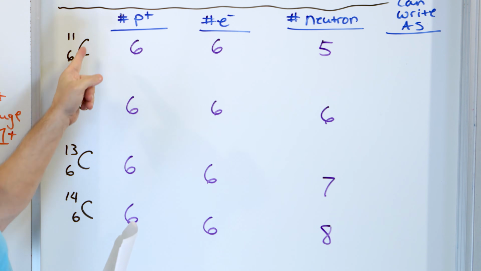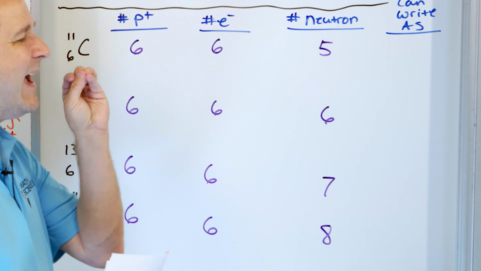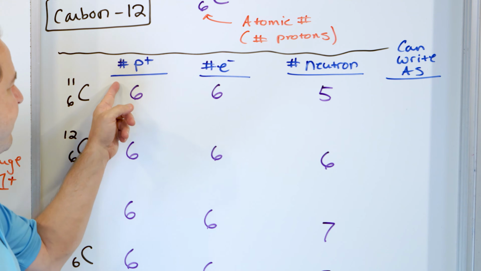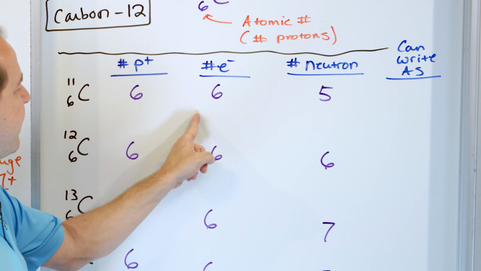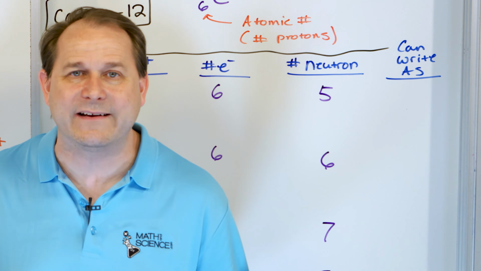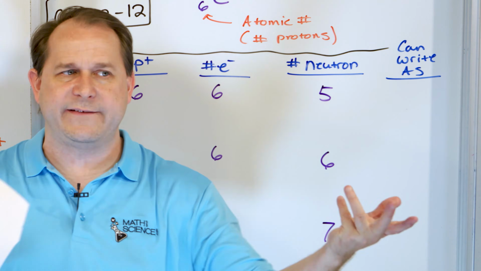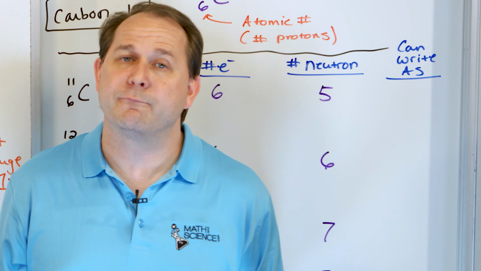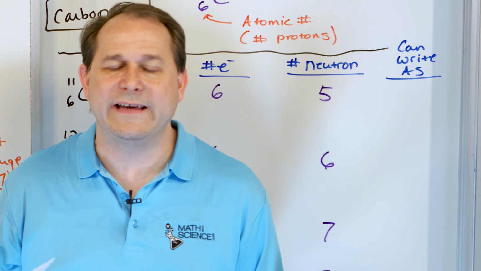What you should notice is that all of these carbons, these flavors, these isotopes of carbon, are exactly the same chemically, because they all have the same number of protons in the center and they all have the same number of electrons. That means that when all of these flavors of carbon react with anything else, they transfer electrons, they bond, they all behave the same because they have the same number of protons and electrons. So they all chemically react the same.